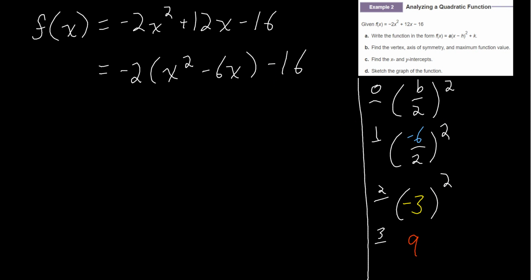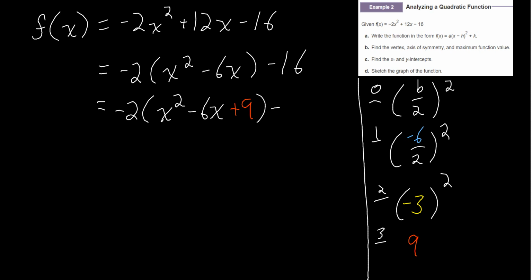Okay? So this function is going to end up looking like, and hopefully we'll have space, we have the negative 2, then we have x squared minus 6x, and then we have a plus 9 right in there.